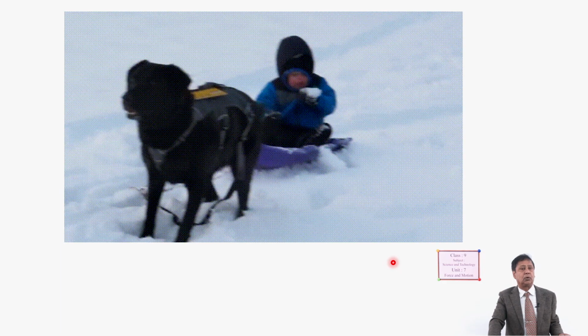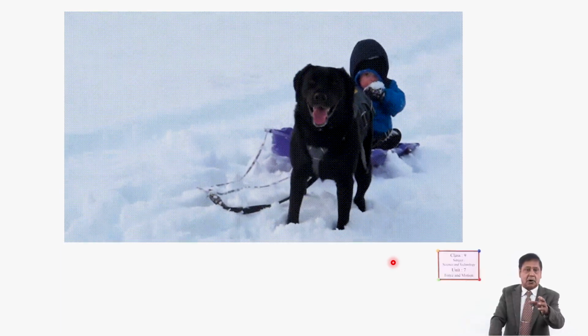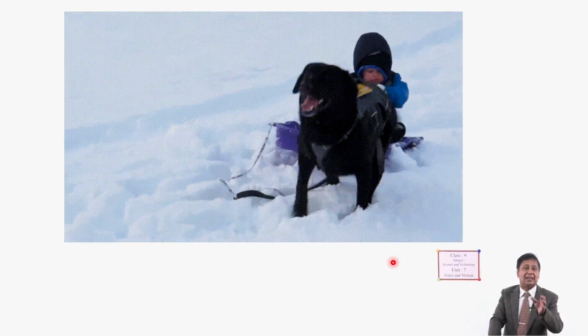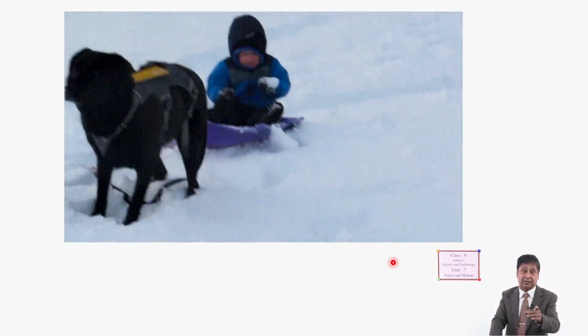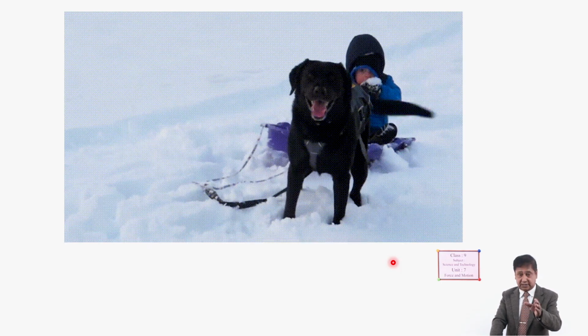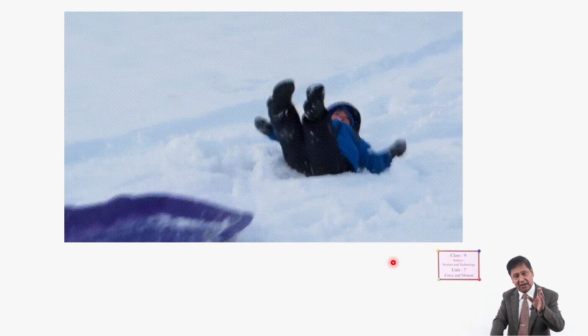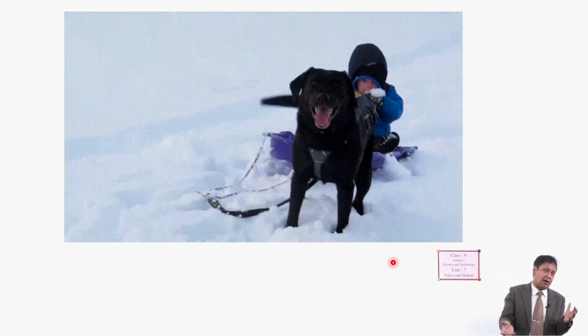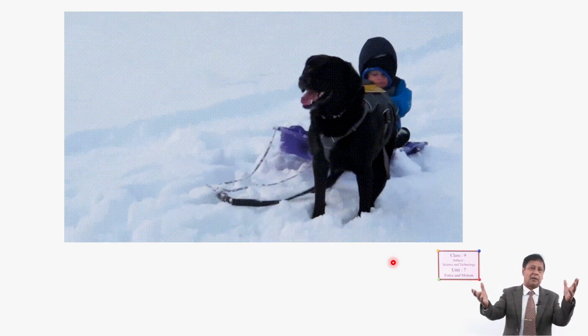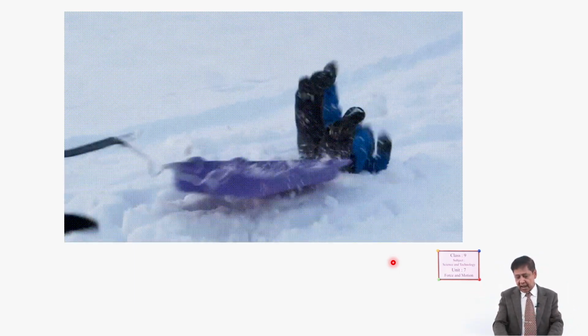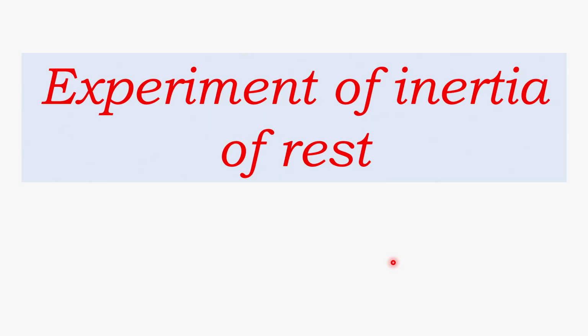Here also, the bodies of these children had a certain mass and a tendency to continue their state of rest. This is inertia of rest, and the sledge is pulled away but the children fell down. Okay, now why don't we do some experiments again to be clear about this inertia. Look at this experiment of inertia of rest. It is a very simple experiment I am going to do here.